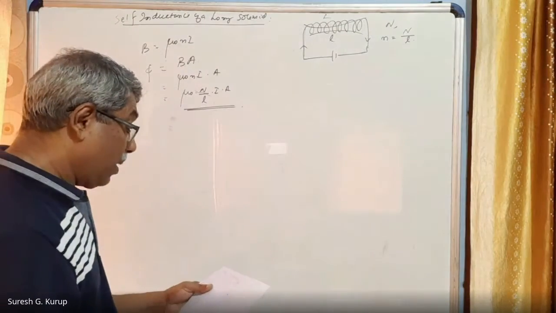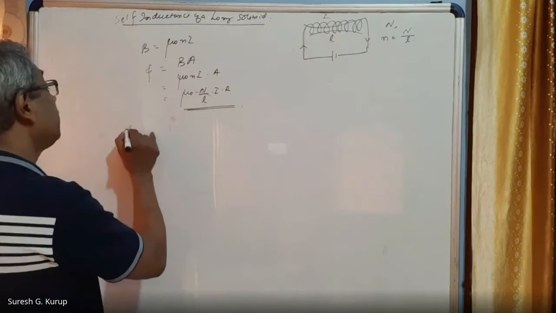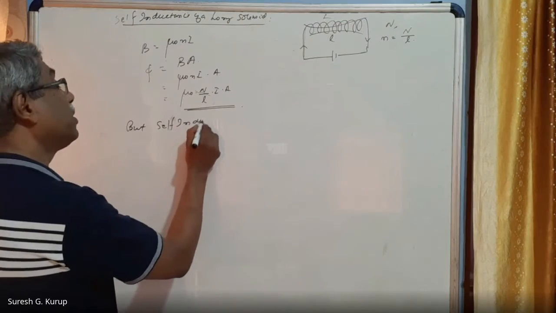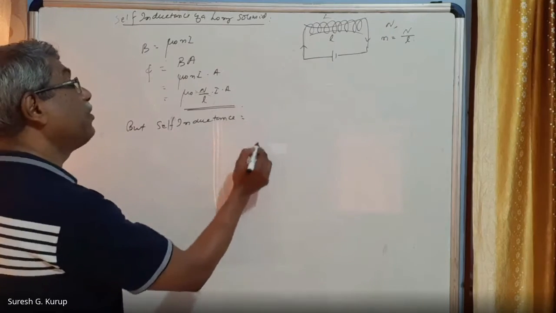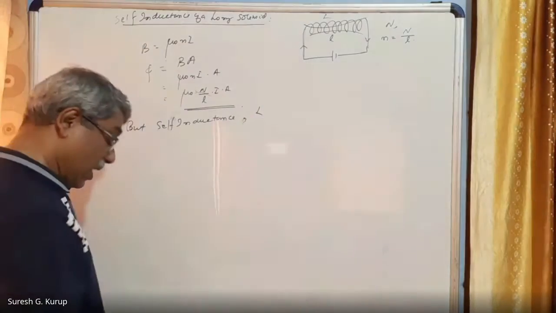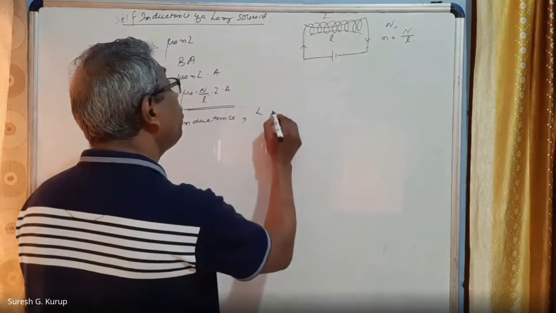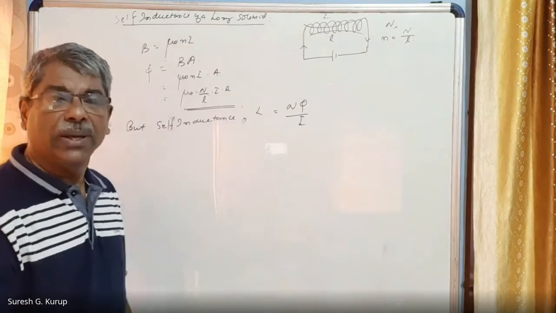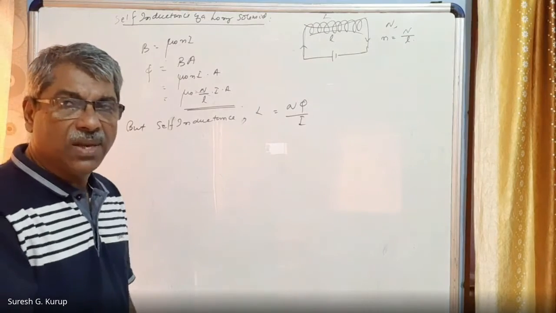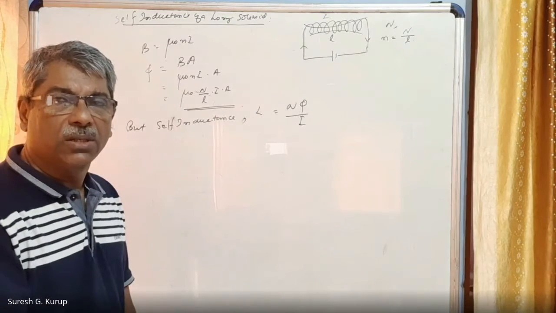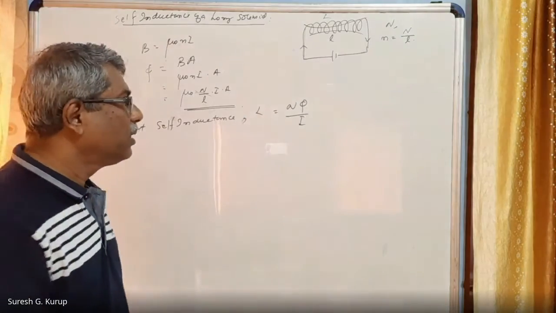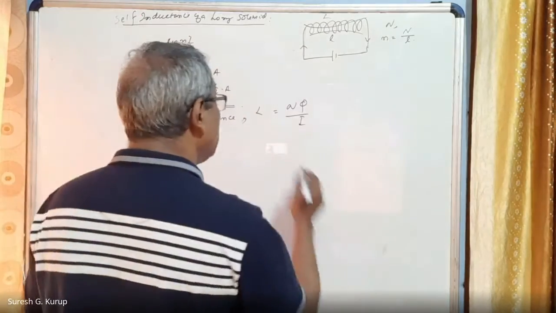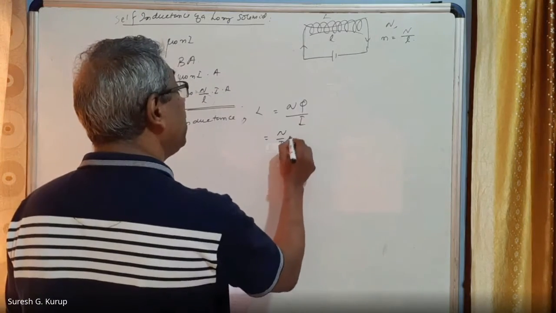Now, self-inductance is given by L. Self-inductance L is equal to N into phi by I. What is N phi? N phi is the flux linkages. Flux linkages means the flux through each turn into the total number of turns. That is N phi divided by I, right? This is equal to N by I into phi.